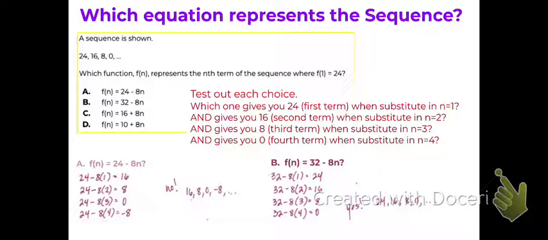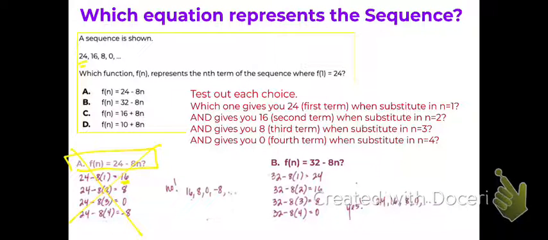So if you have a question like this where they give you the sequence and they want to know which of these choices is the equation to represent this sequence, you can just test out each choice. So if I look at choice A, I'm going to put 1 into that function for n and see if it gives me the first term, 24. It didn't. It gave me 16. 24 minus 8 times 1 is 16. So I already know the answer is not A.